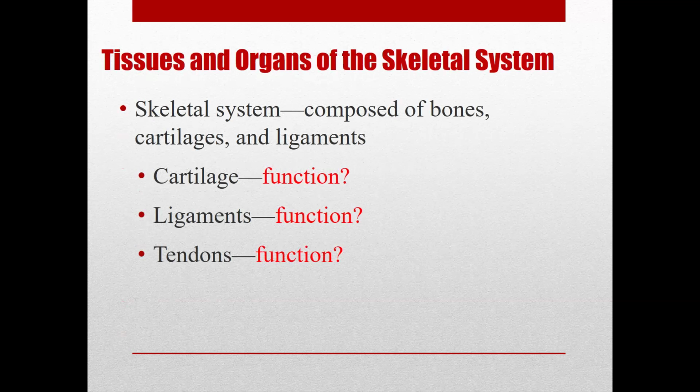All right, so here, quick trip down some function here. Cartilage, its function is to protect the bone. Ligaments will connect bones together. So cartilage protects bone, ligaments connect bone. Tendons will be what joins muscle to bone. So in short, ligaments join bone to bone, tendons join muscle to bone.